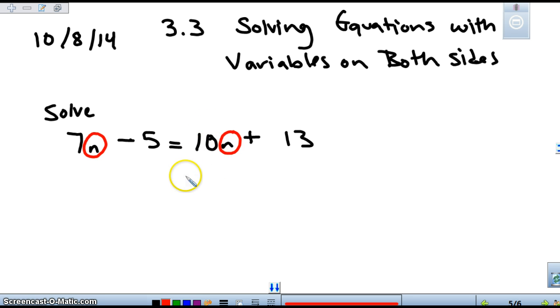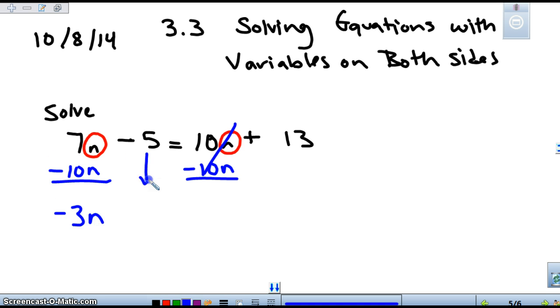So what I'm going to do here, I'm going to subtract 10n. I am subtracting 10n because I'm taking the whole term to the other side. 7n minus 10n is negative 3n. Bringing down the minus 5 equals 13.